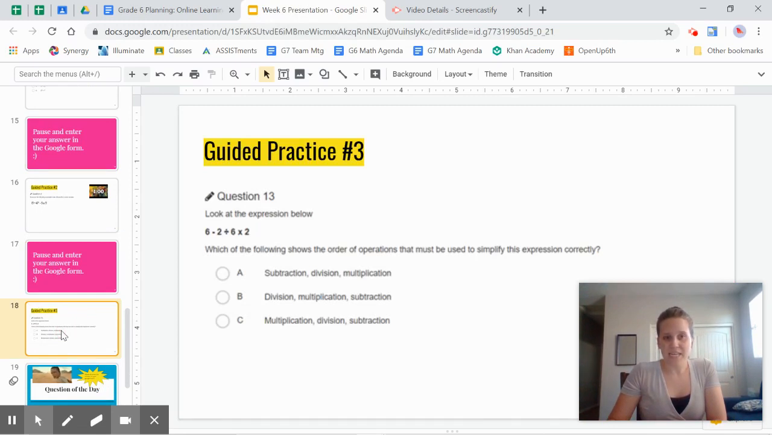Excellent. Question 3, last question. I want you to take a look at this and answer on your own. You just need a few seconds to figure this one out. Ready? Look at the expression below. It's a little fuzzy, but it says 6 minus 2 divided by 6 times 2. Which of the following shows the order of operations that must be used to simplify this expression correctly? So this is asking us, in what order should we do these operations? Go ahead and jot the expression and your answer on your paper. Take 30 seconds.